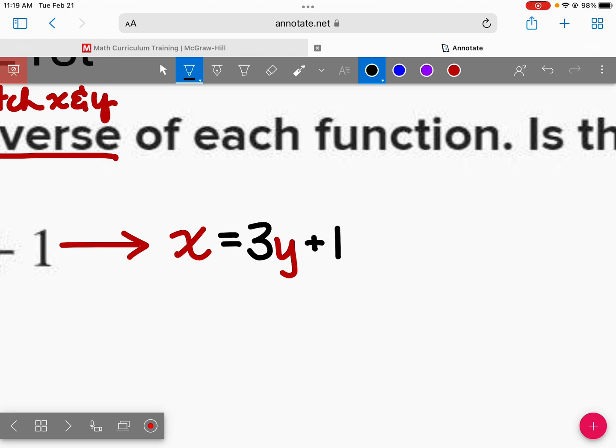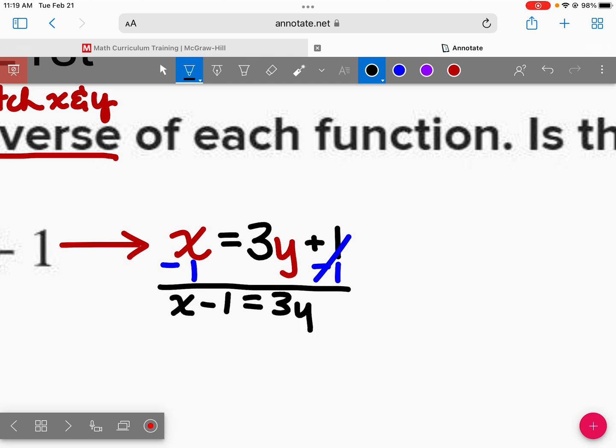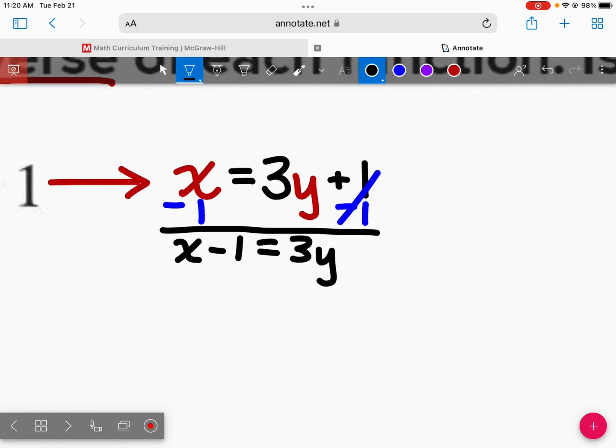Technically, this is the inverse, but we need to get y by itself whenever I have a function that looks like this. We're going to subtract 1 from both sides. So I'm going to have x minus 1 equals 3y. And then to get y all alone, what do I still need to do? Divide by 3. I divide by 3 over here.